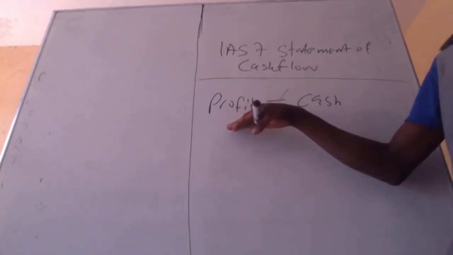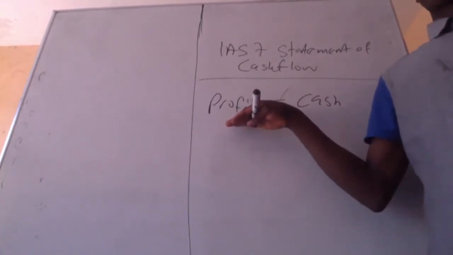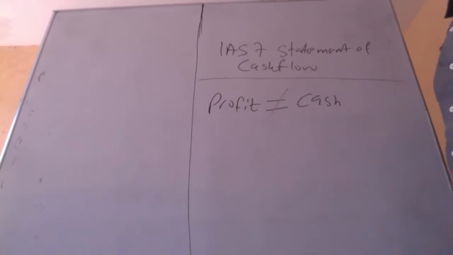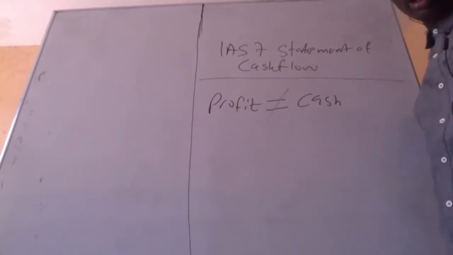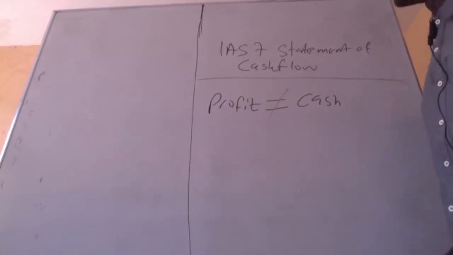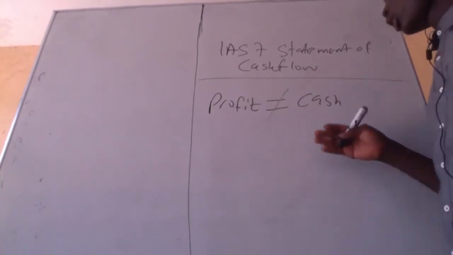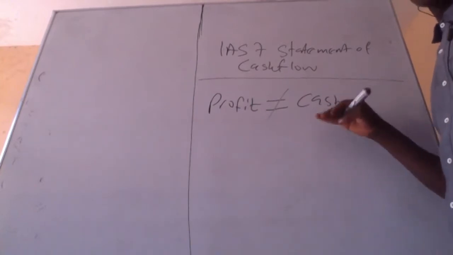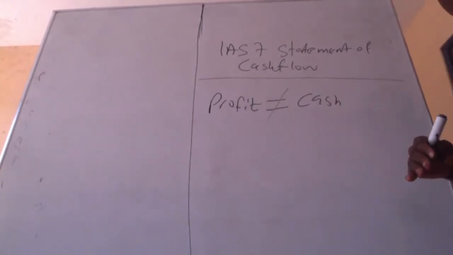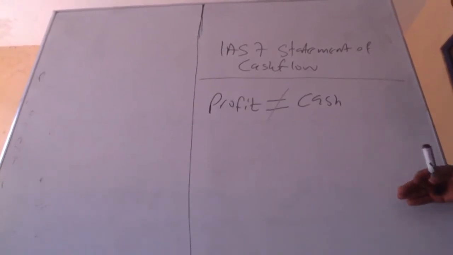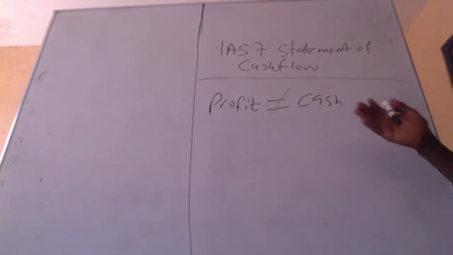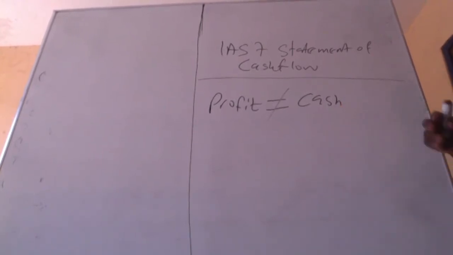Which statement can you see profit? The profit and loss statement. Good. What about the cash? Cash, you can see it in your cash book or the statement of financial position. That's where you can see the cash balance. Now, the question is, why are they not the same? Why are they different?